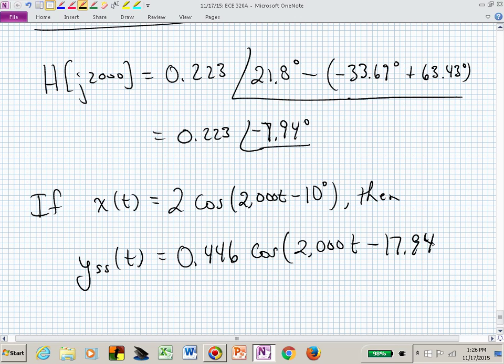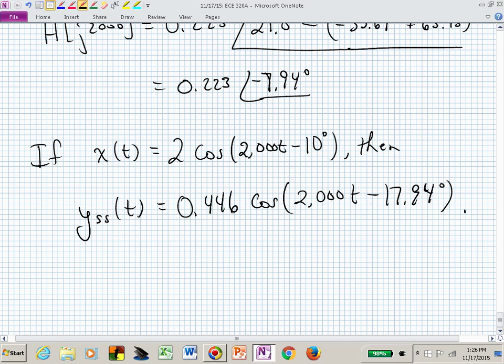Is everybody comfortable with that? Now, when is that going to basically be all there is in the output? By that I mean, at what point will the transients be gone? Can you tell me what that is? Okay, so you can say 5 tau, but can you find tau for the system that we had?